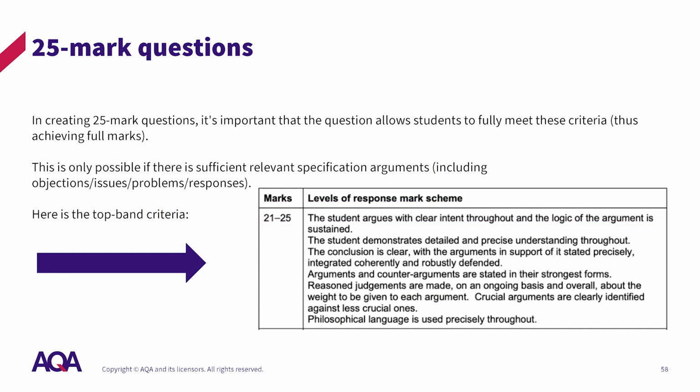In creating 25-mark questions, it is important that the question allows students to fully meet the criteria in the levels of response mark bands. Students can only give a robust defence using multiple arguments which are weighted where relevant if there are sufficient relevant specification arguments, including objections, issues, problems, and/or responses. It would be wrong to dictate a specific rule here as to areas of the specification where this is deemed possible or too difficult, but we can give some examples.